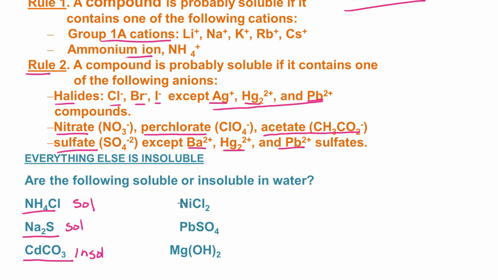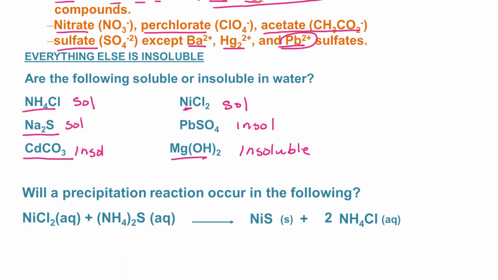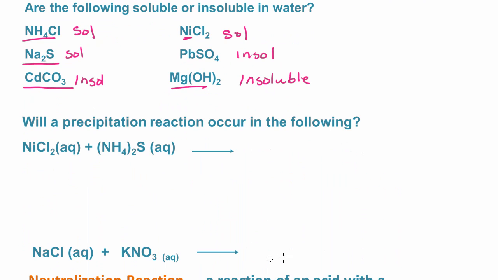Nickel 2 chloride. Chlorides are soluble. Nickel is not one of those exceptions, so this is soluble. Lead 2 sulfate. All sulfates are soluble, except if they contain lead. So this is insoluble. And then we have magnesium hydroxide. I don't see hydroxide ions on here. Magnesium is not a group 1 metal, therefore this is insoluble. So practice these. So you might be given an equation like this.